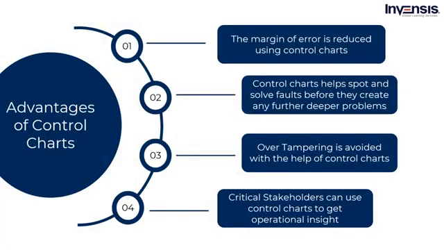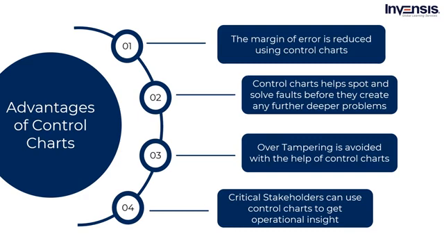Now, talking about the advantages of control charts. The first benefit is the margin of error is reduced using control charts. Next, control charts help the operators spot and solve faults before they create further deeper problems in processes and products, since they show what's going on in a production line in real time. This helps eliminate the requirement for product rework or additional product costs to repair an offering.